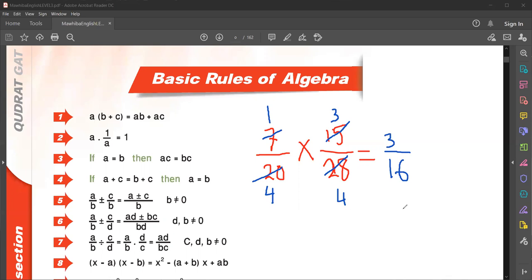Do you understand? My student, do you understand how to solve fraction multiplication? Okay, I give you now other questions to understand how to solve multiplication. First, simplify, then go to get the answer.